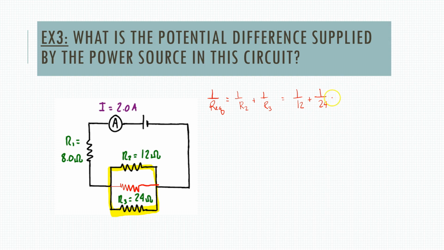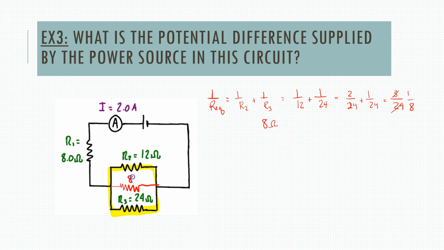In order to add those together, we'll have to have a common denominator. So that'll be 2 over 24 plus 1 over 24 is 3 over 24. Reduce those down. They're both divisible by 3. So we have 1 over 8. So that means that our equivalent resistance is going to be 8 ohms.